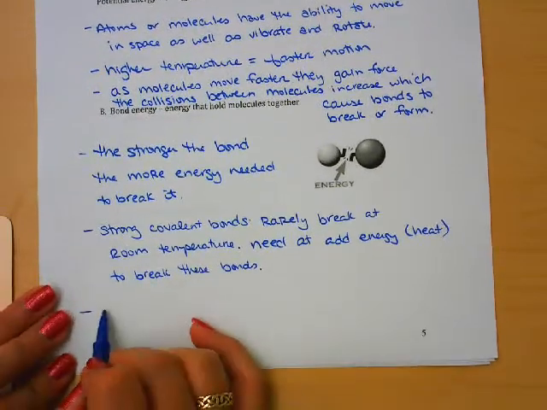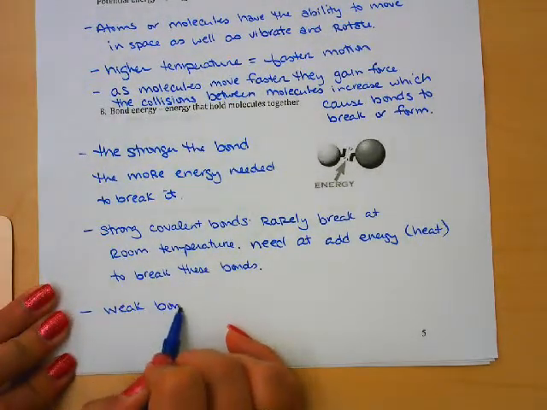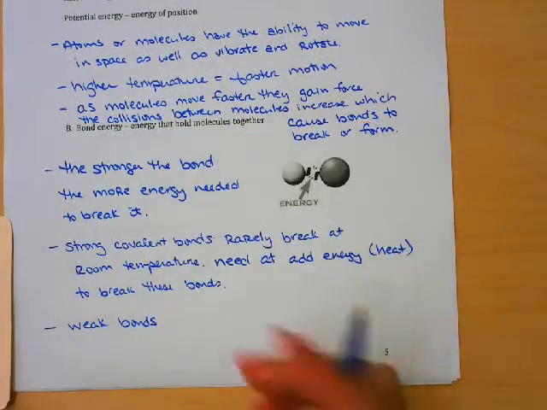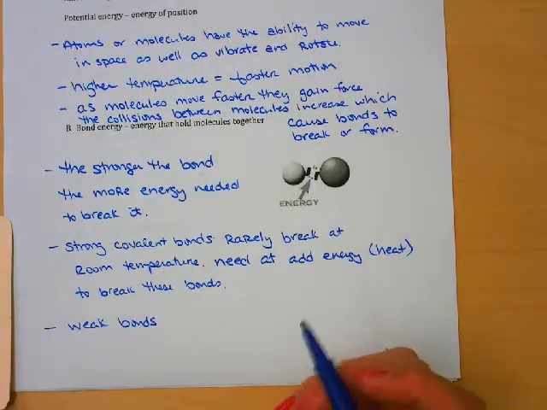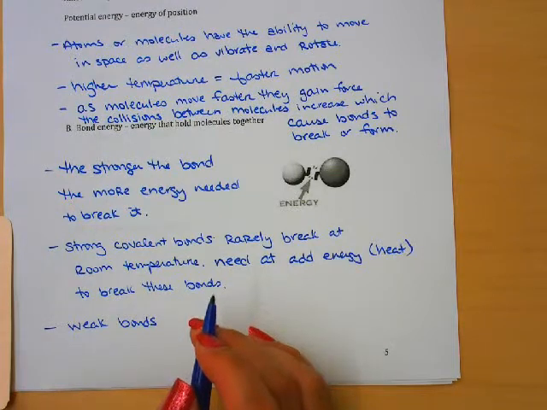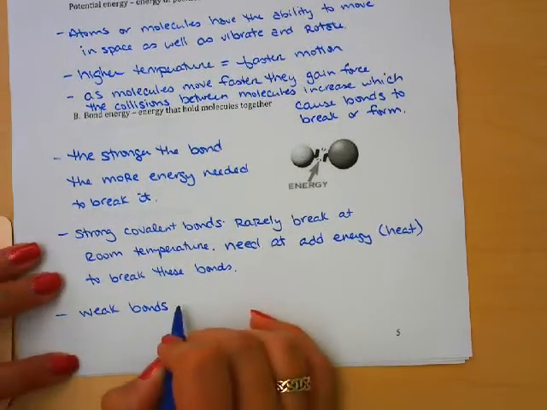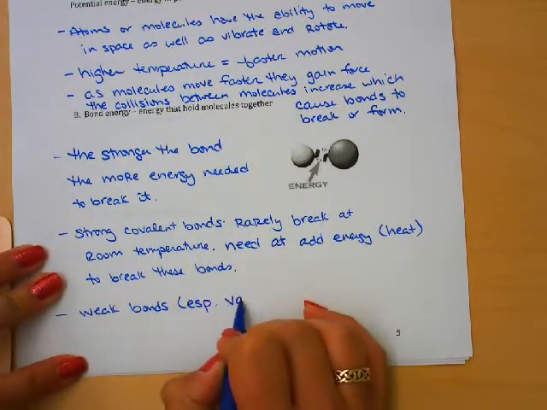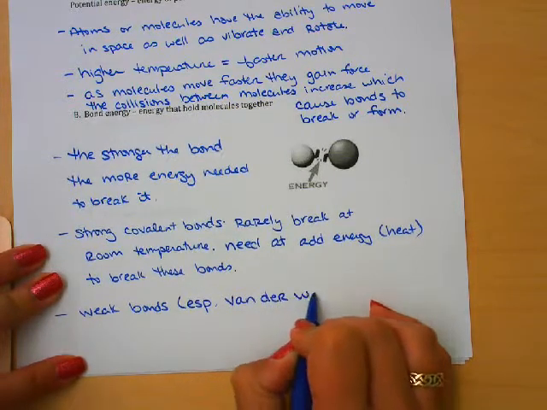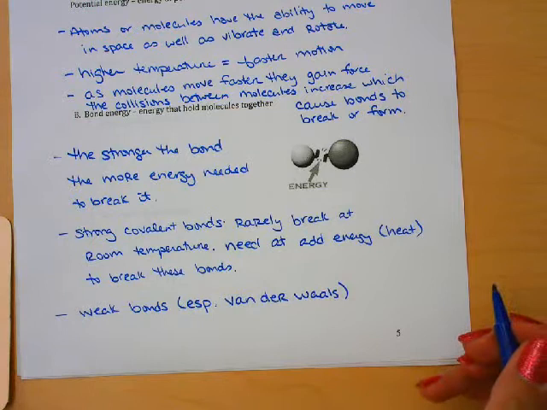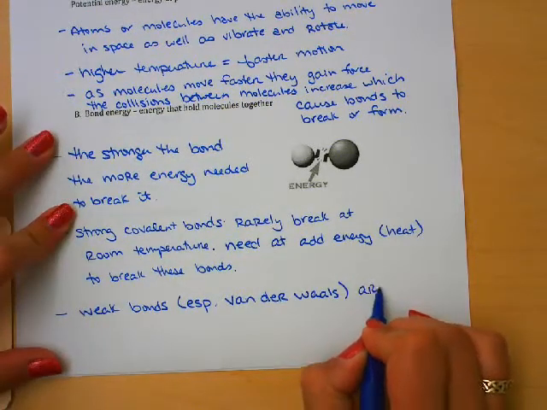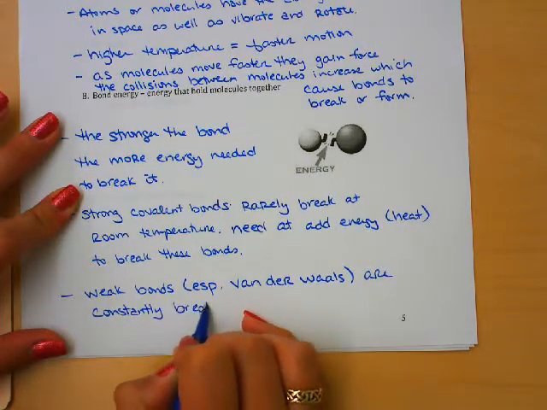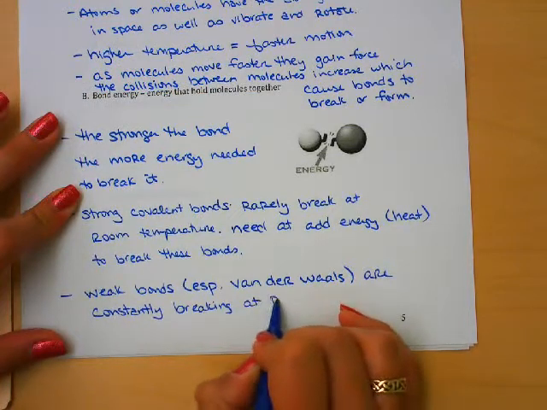What if I have some weak bonds, like the one we talked about here, van der Waals forces that occur between everything, or these polar interactions? I'll say especially van der Waals. That's mostly what this refers to. They are constantly breaking at room temperature.